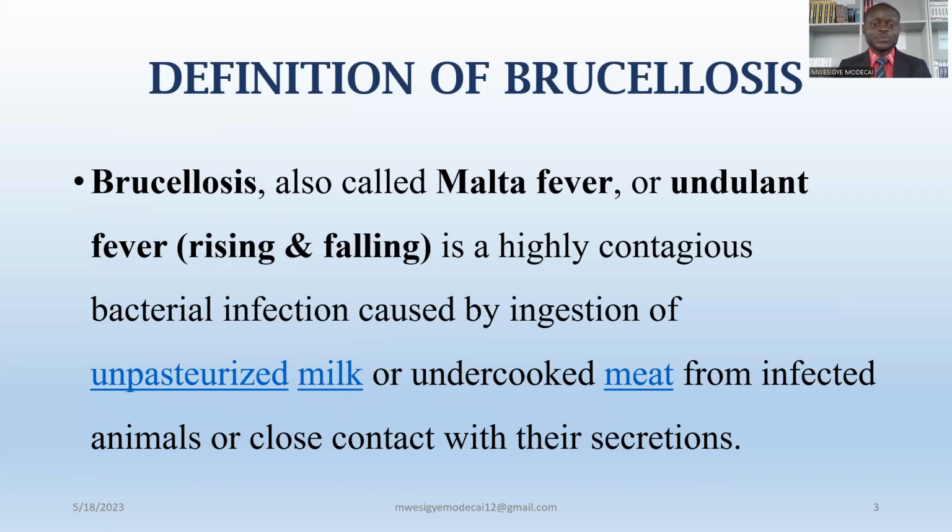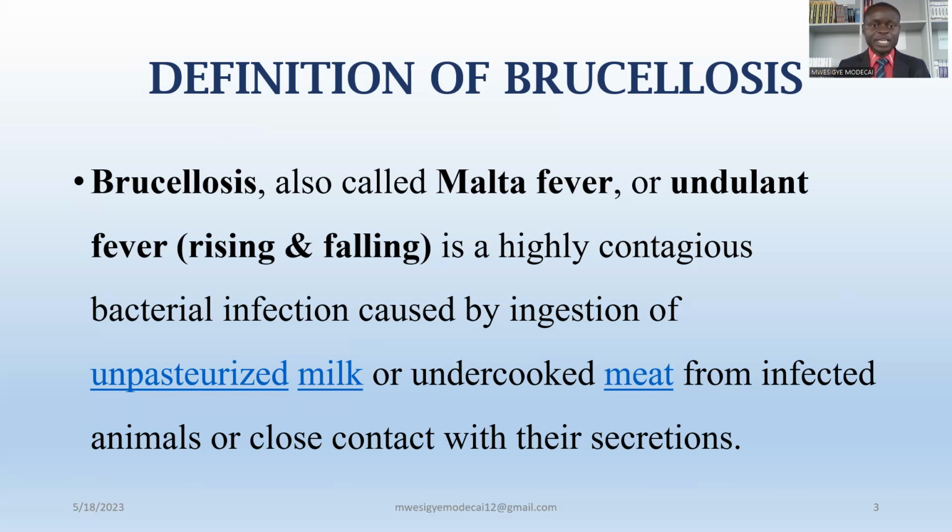We are saying brucellosis is also called mild fever or undulant fever. And the word undulant simply means rising and falling. So when I talk about brucellosis, it is a highly contagious bacterial infection caused by ingestion of unpasteurized milk or uncooked meat from infected animals or close contact with their secretion.